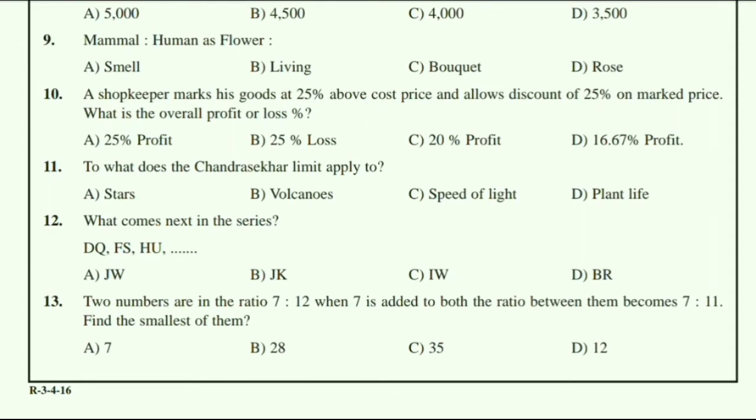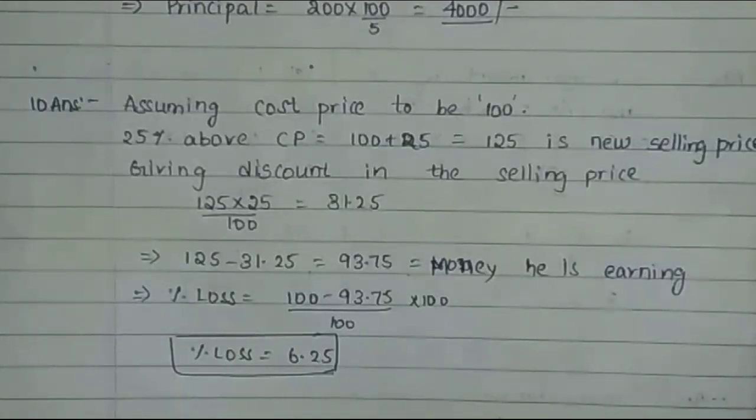What is the overall profit or loss? Assuming the cost price to be 100, 25% above cost price equals 100 plus 25, that equals 125, which is the new selling price. Giving a discount on the new selling price, 125 into 25 by 100 equals 31.25.